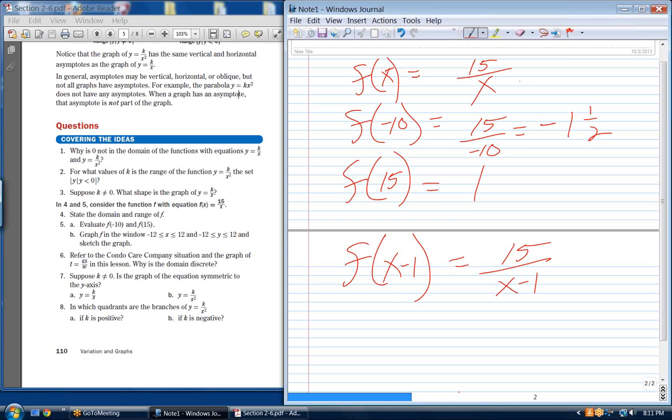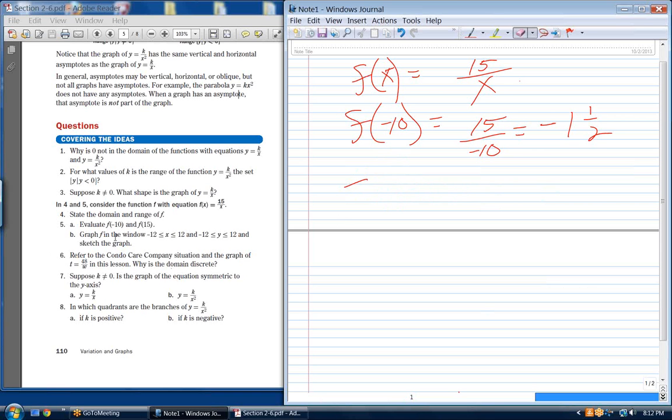Okay? So what if I said f of x plus h? Then you would just put 15 over x plus h. That's it. And that's all you do. So even if they make it more complicated than evaluating it at a number, you still know how to do it.